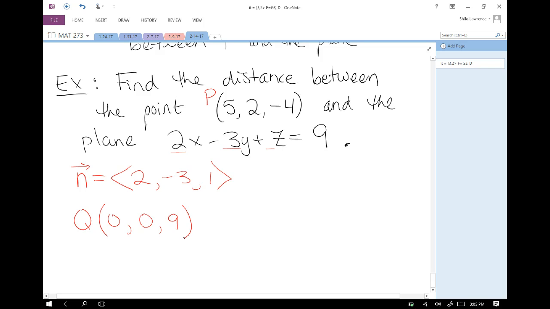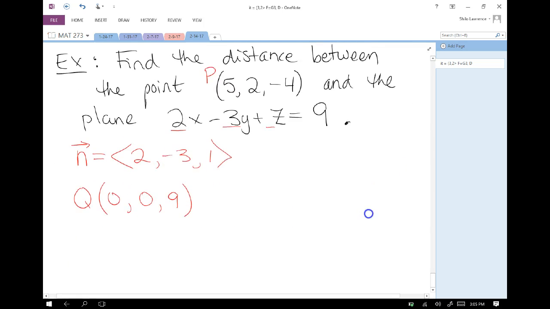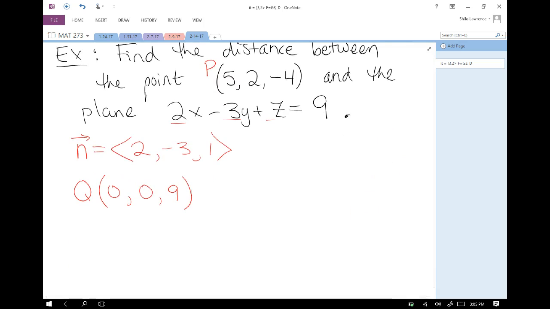You could plug in 0 for X and 0 for Z, and then use negative 3 for Y. And that's perfectly fine. You'll get a different PQ vector, but your PQ dot N should still come out the same though. The combination still should come out the same.